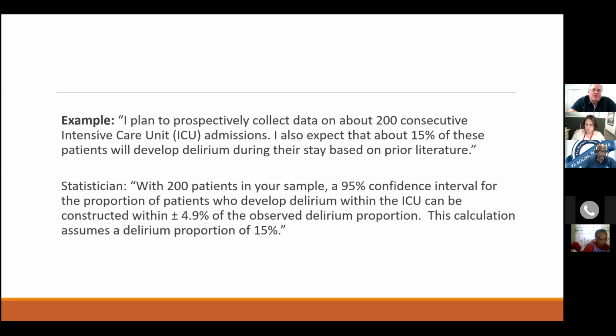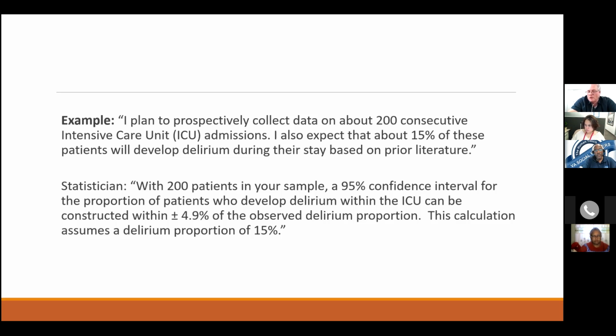The smaller your sample size, the wider your range is going to be. So if you have only 20 patients in your study, that plus or minus 4.9% will be much bigger. It'll be like plus or minus 20%. Because the fewer patients you have in your study, the less precision you have. Smaller sample size means less precision.